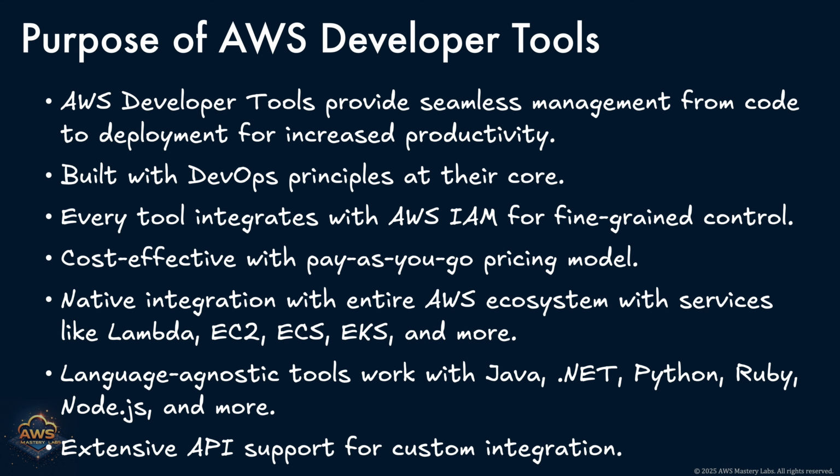In today's fast-paced development world, automation and agility are key. AWS Developer Tools are purpose-built to support the entire software development lifecycle, from writing and storing code to building, testing, deploying, and monitoring applications. Whether you're working on a simple web app or managing a complex microservices architecture, these tools are designed to help you move faster and more confidently.